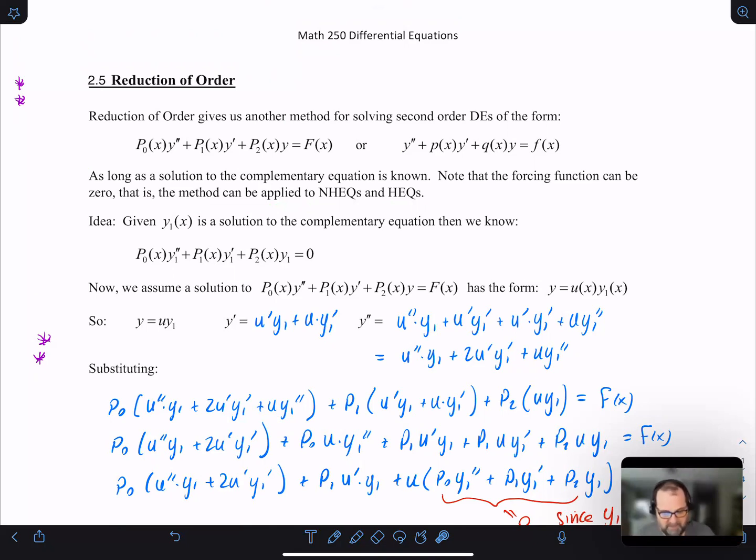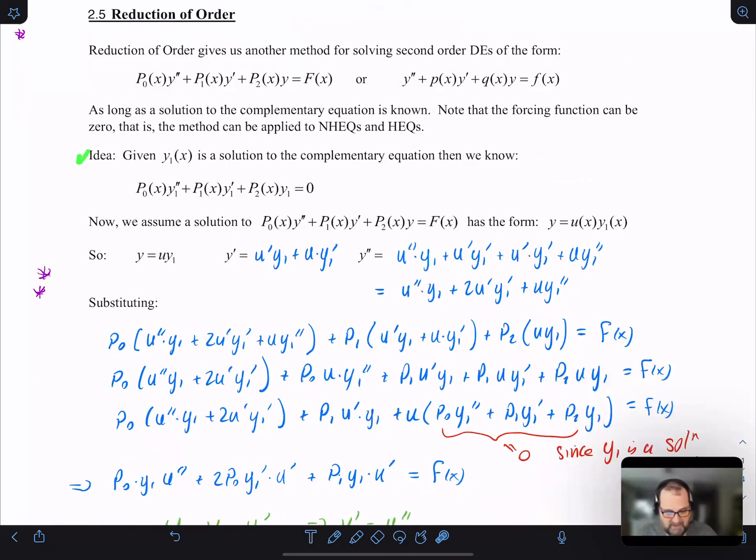So the method ultimately depends on us being able to at least find a known complementary solution. The idea is simply this. Suppose you have a known solution to the homogeneous differential equation. The idea is to just assume that a solution to a non-homogeneous related equation has the form some function u of x times the known solution y1.